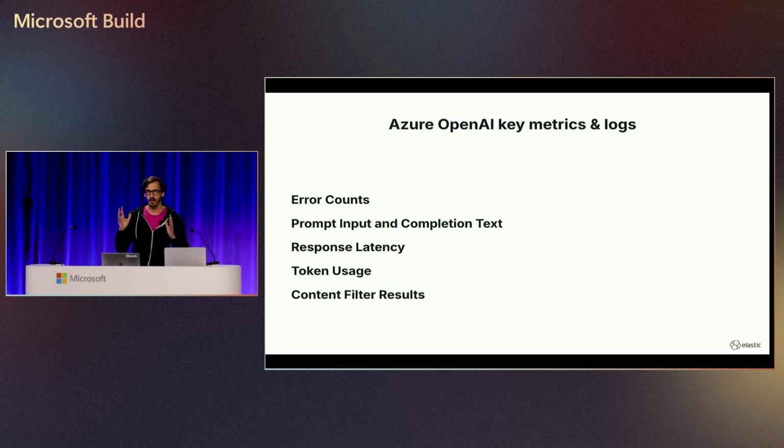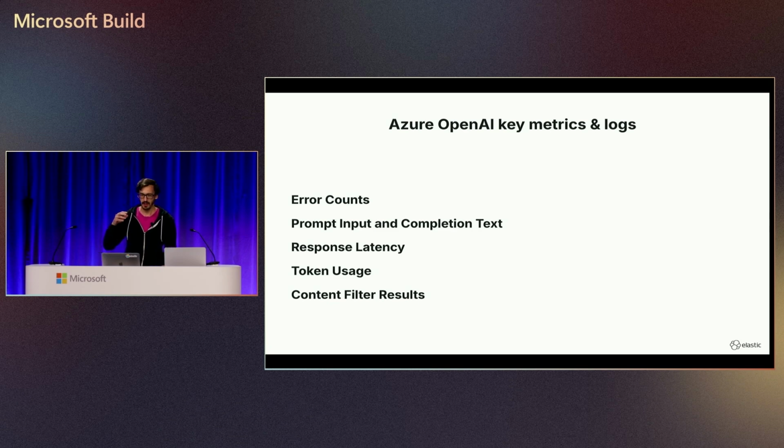For Azure OpenAI, the key metrics and logs that are exposed and that you want to take a look at: the first one is the most obvious one. You have an error count. So you see how many prompts generate an error and how many are successful. Normally that number should be low. You will see in my example, we don't always consistently get errors, so it's a bit harder to show, but you should still track those and keep an eye on them.